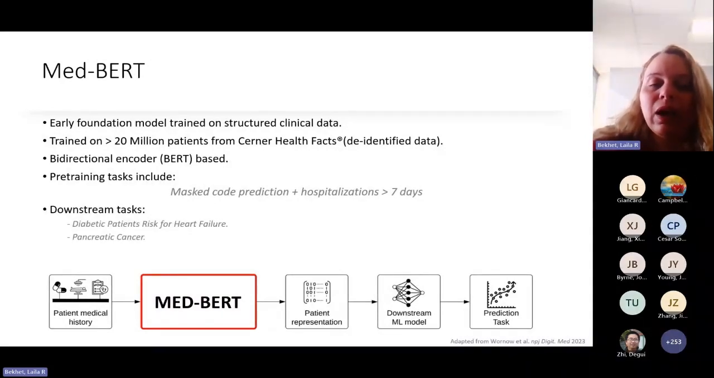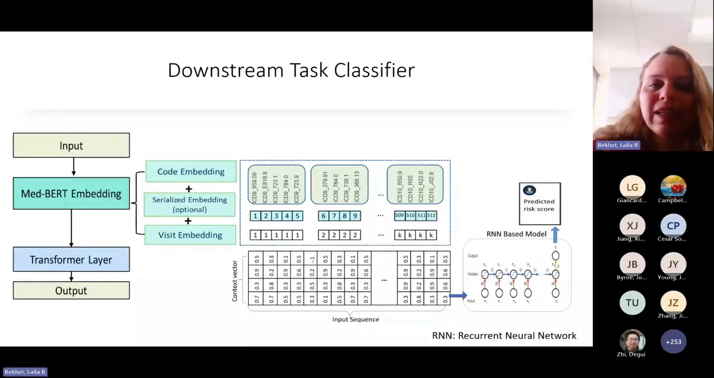And then we tested our model on two prediction tasks. The first one is the patient risk to develop heart failure. We focus on diabetic patients. And the second one is the patient risk to develop pancreatic cancer. So in very simple words, we use the whole patient medical history. We trained Med-BERT to get this patient representation. And on top of that, we added a small classifier, or a small machine learning tool, that is specific for the prediction task. So this might be complicated, but here is a technically illustrative diagram of how it works. We have the patient history in ICD codes, and then the model will learn those numbers.